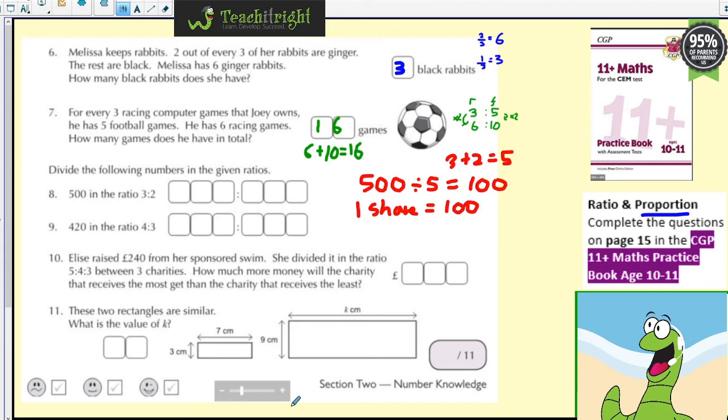What we can now do is say, okay, well, this thing on the left, this 3, is going to get 3 shares. So they're going to get 3 lots of 100, which is 300. So this person here is getting 300. And this person here, this 2, is getting 2 shares. So they're getting 2 lots of 100, which is 200.